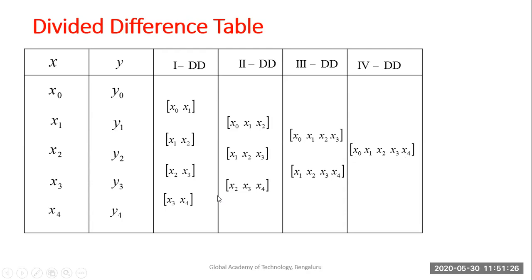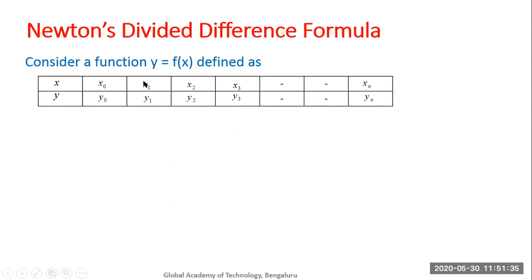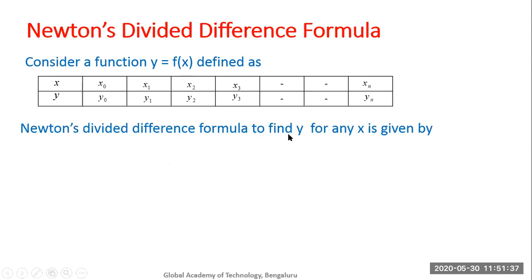So based on these differences, we have the formula known as Newton's divide difference formula. This formula is to find the value of y for any given x. Here x can be anywhere in the table, no need to be close to x0 or close to xn. And the values of x need not be equally spaced, meaning the difference between two consecutive values of x may not be the same.